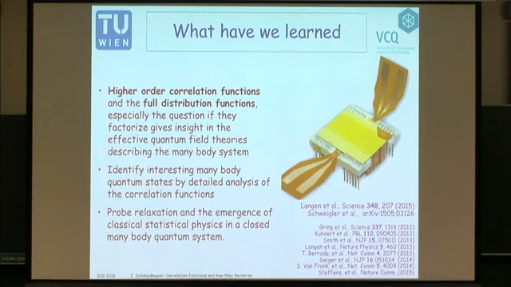So I think, what have we learned here? I think the higher order correlation functions and these full distribution functions, and especially the question of whether they factorize, give nice insight into the effective theoretical description of this problem. In that sense, it helps you identify the solutions that you need to describe your data. It allows you to identify interesting many-body quantum states, and it allows you to probe the excitations and the statistical properties.